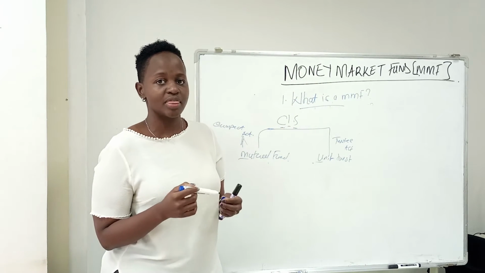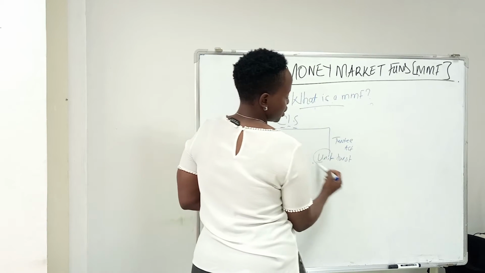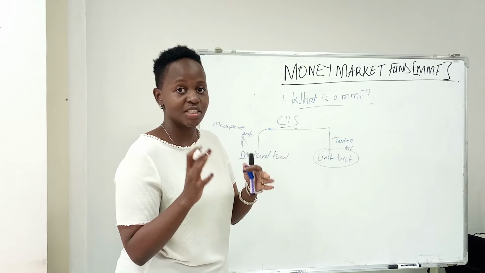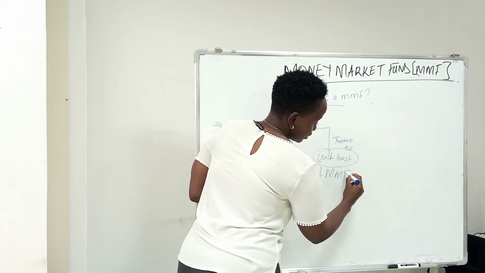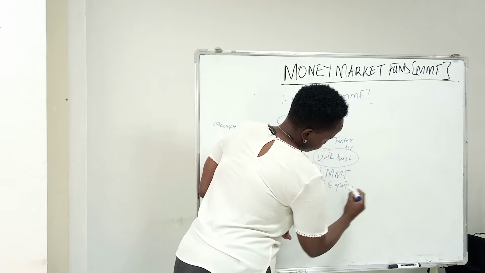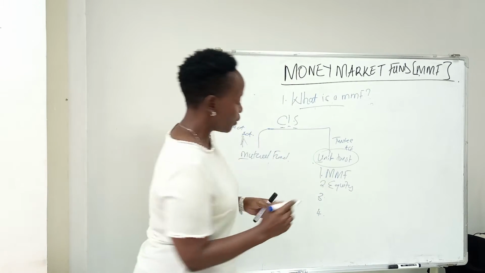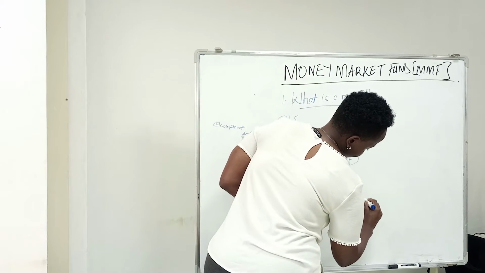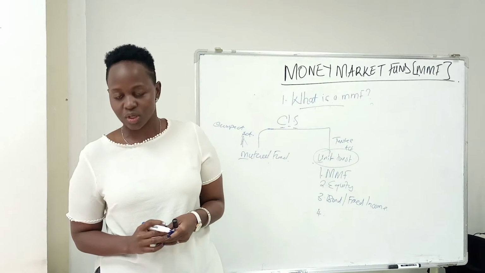And in Kenya, we mostly use the unit trust, and the unit trust basically has four categories. The first one is the money market fund, then the equity fund, the bond or fixed income fund, and the last one is what is known as the balance fund.